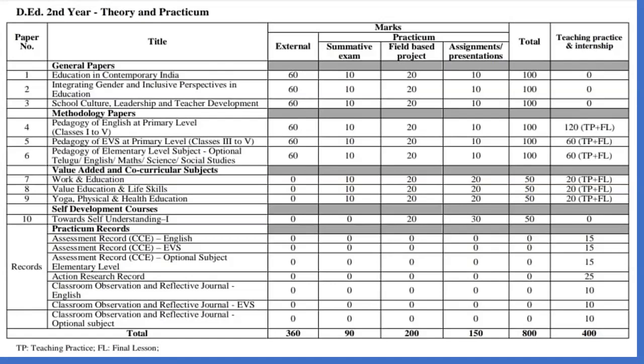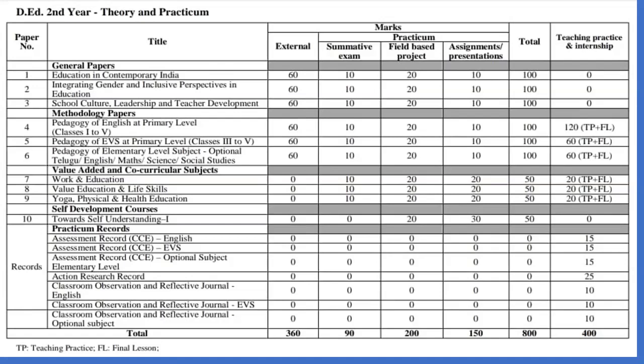In the same way, paper 5, pedagogy of EVS at primary level, that will be for classes 3 to 5. You learn how to teach EVS to students. That is also compulsory to all the students. But paper 6, we call it pedagogy of elementary level subjects. Then we call them optional subjects. Already you have chosen optional subjects. It may be English or maths or science. Based on your interest, you choose your subject and you will be imparted that methodology. These 6 papers are there.